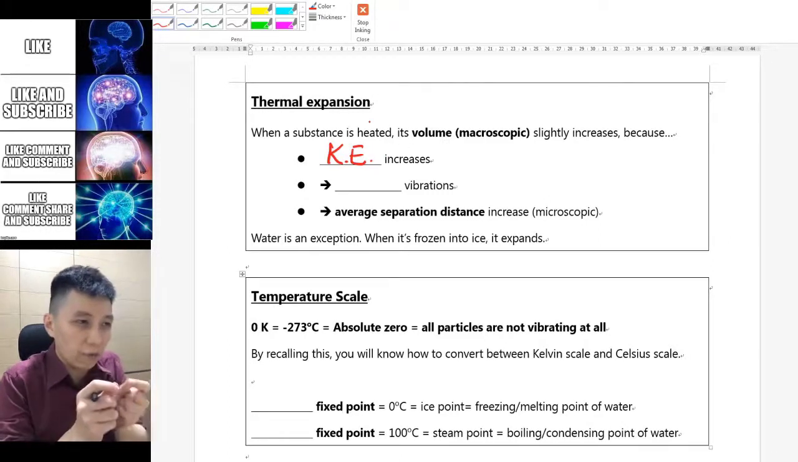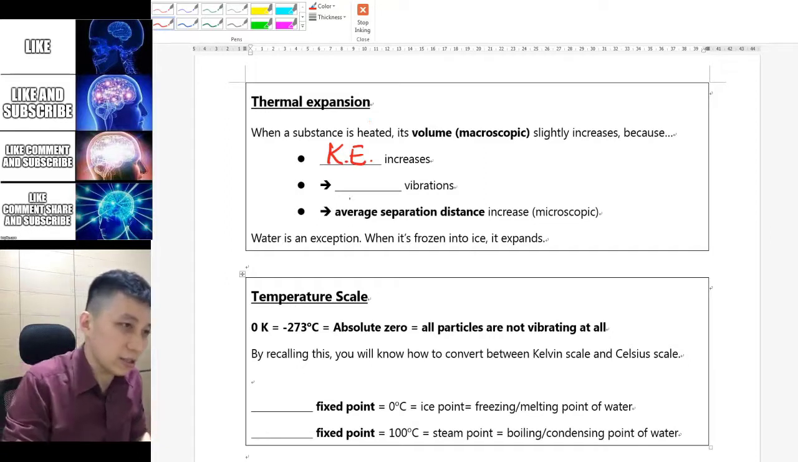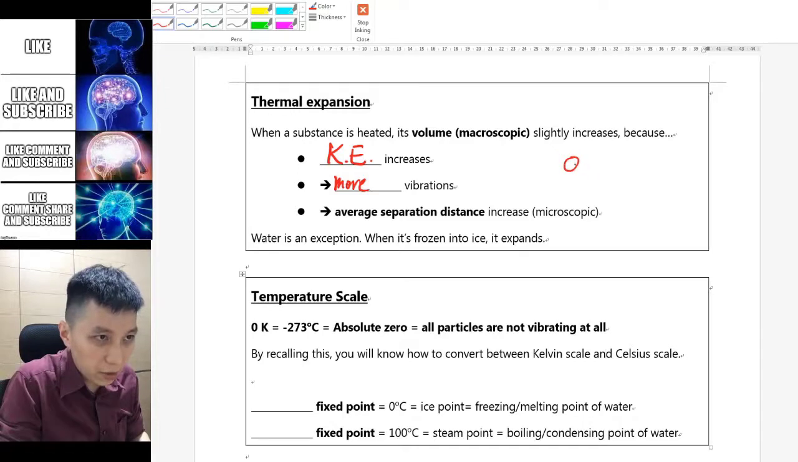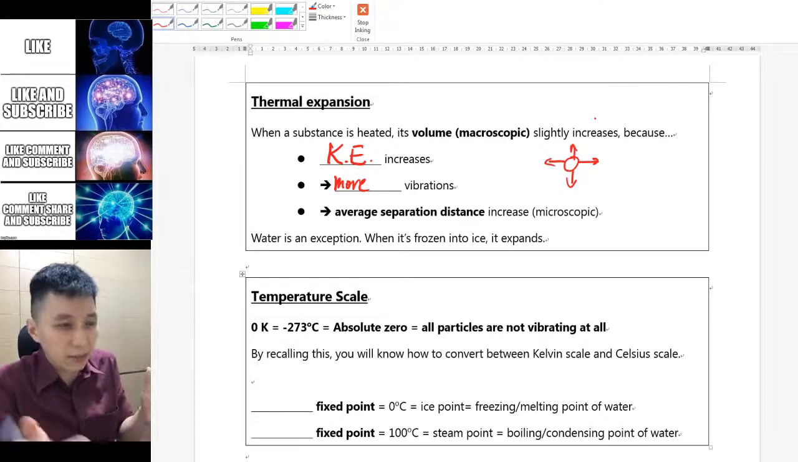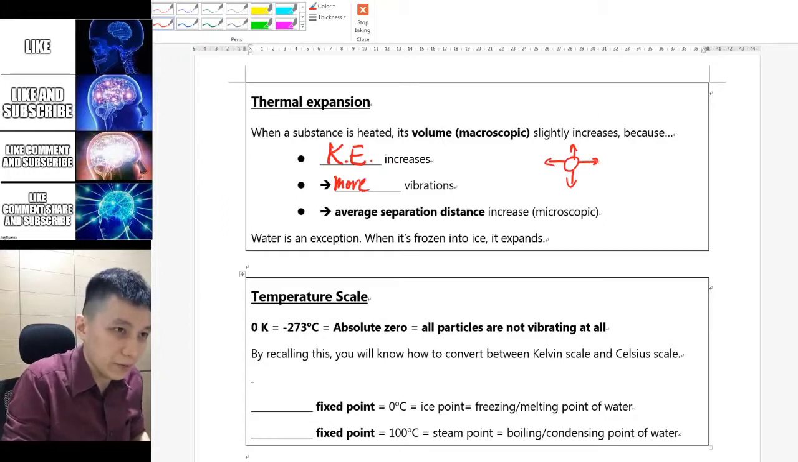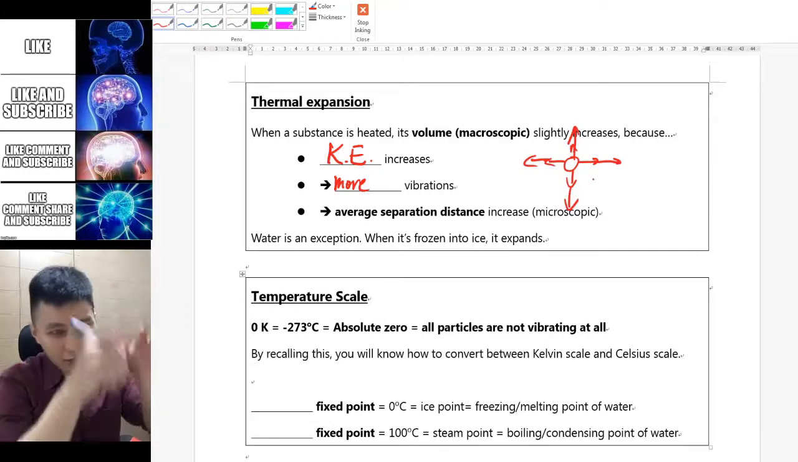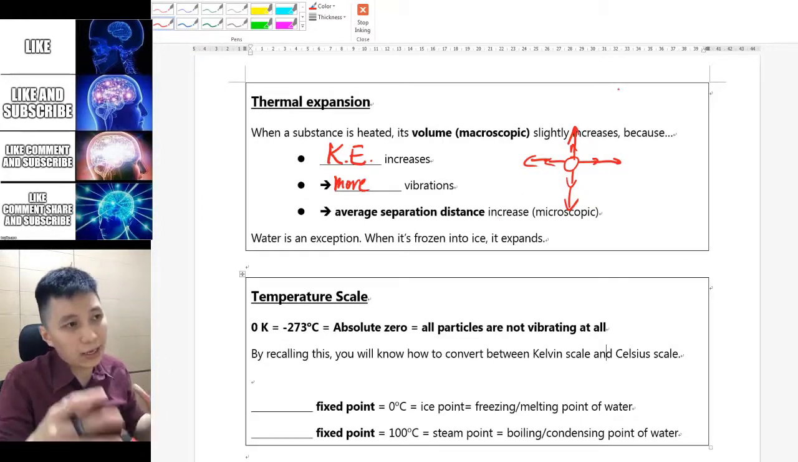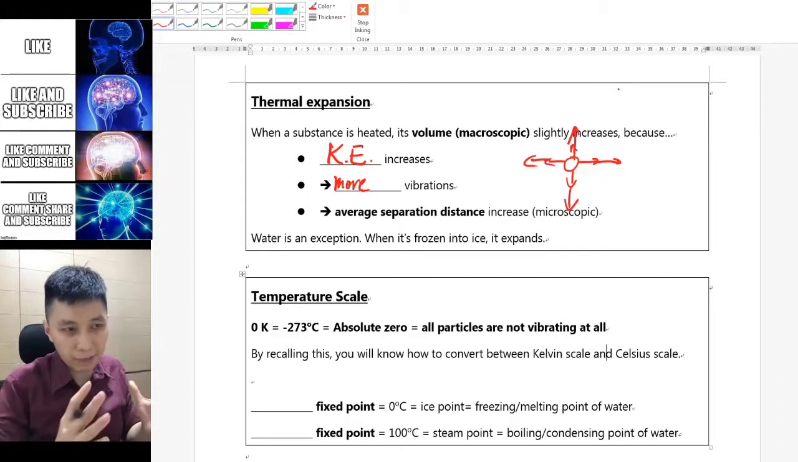And when you have greater kinetic energy, then it's increasing the vibration. So more vibration, or you can even say vigorous vibration. Normally you can imagine the particle would be vibrating anyway, but now they vibrate even more, in all directions actually. It's not just vertical and horizontal, actually in all directions. And so they kind of take up the space more.